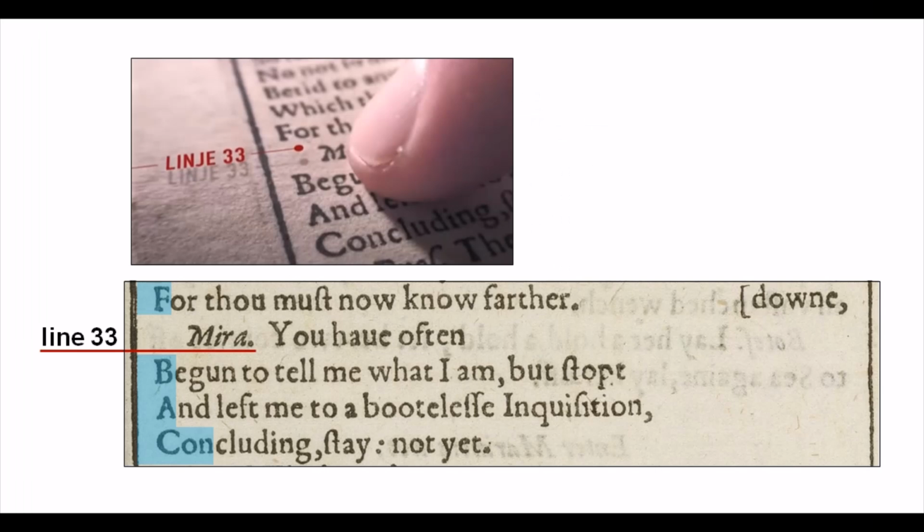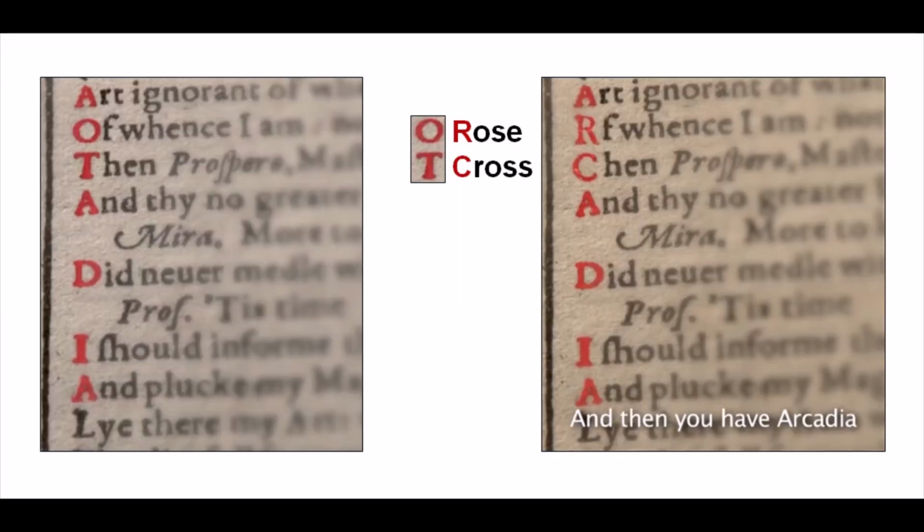In his videos, Petter Amundsen shows how, on page 2 of the Tempest, line 33 from the top of the page falls in between an acrostic spelling F. Bacon. Again, 33 is the numerical equivalent of the name Bacon. Several lines above this, Petter discovered an acrostic spelling Arcadia followed by the line, "Lie there my art." More on that later.